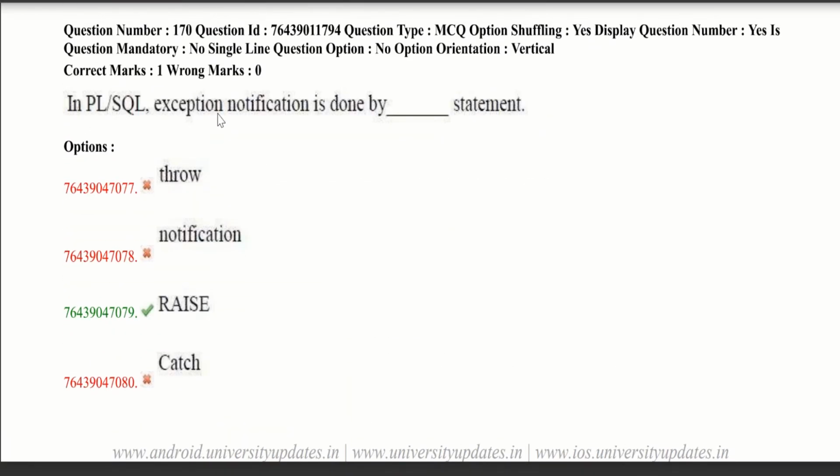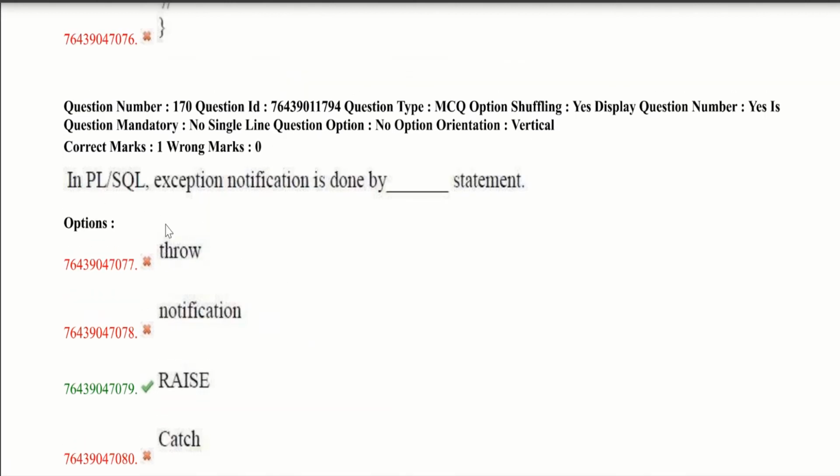Now let's get into our final question. In PL/SQL, exception notification is done by dash statement. The raise statement is used for exception notification, or raising the exception. Be thorough with PL/SQL and simple SQL, know the difference between PL/SQL and SQL, and go through all the functions and everything.